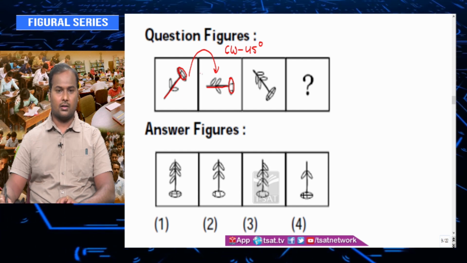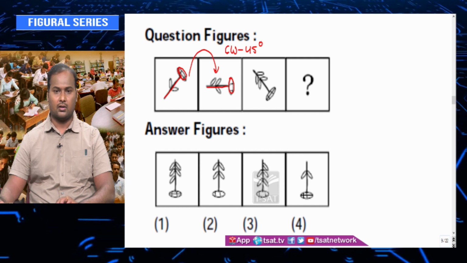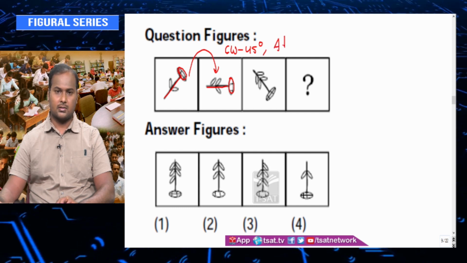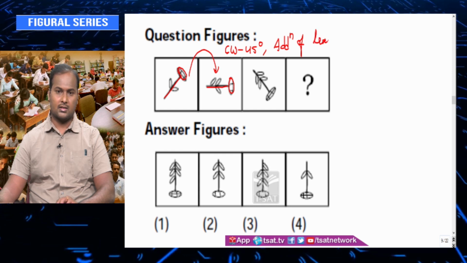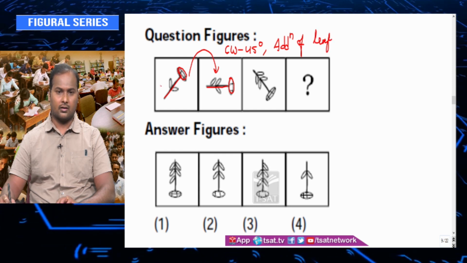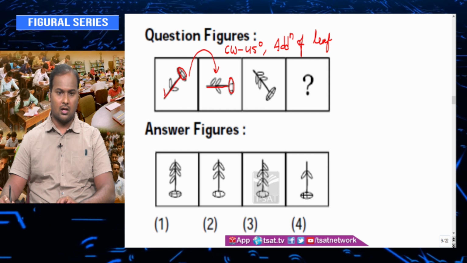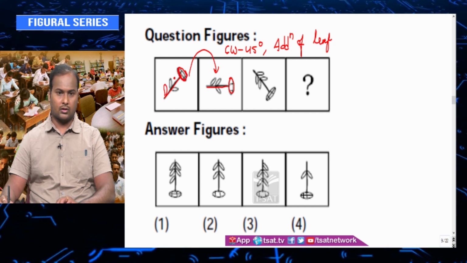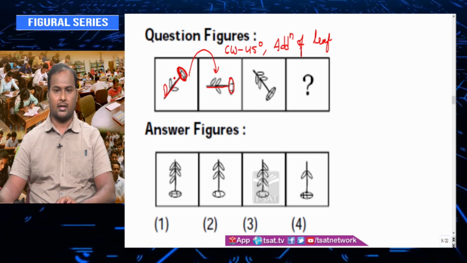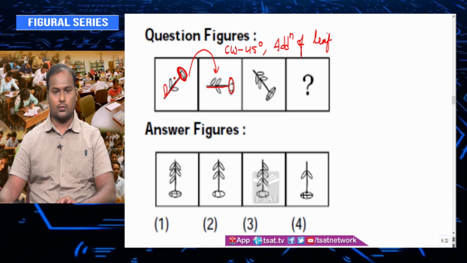And what is the second change you can observe? I can observe that there is an addition of a leaf. That is the first change. What is the second change? There is an addition of a leaf. Now is the leaf added on the inside or outside? The leaf is added on the outside here, but not inside or near this particular circle. So it is an addition of a leaf to the outside.